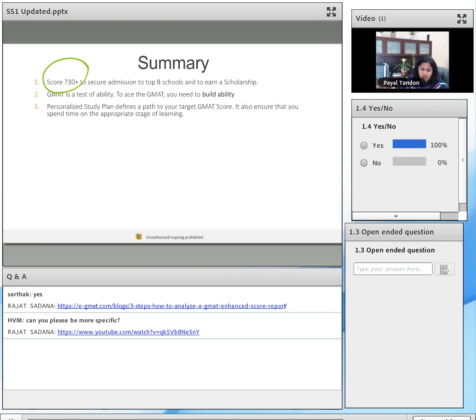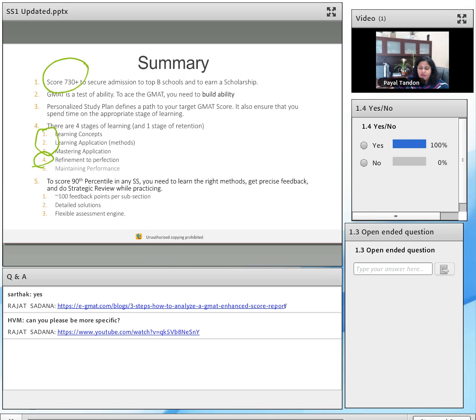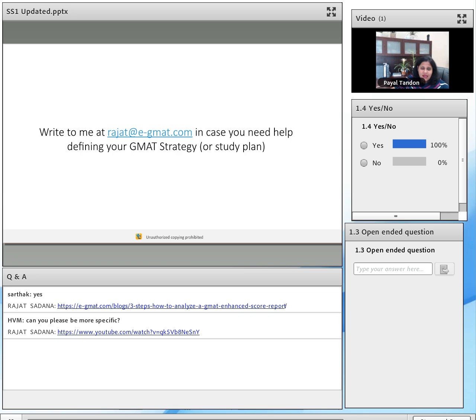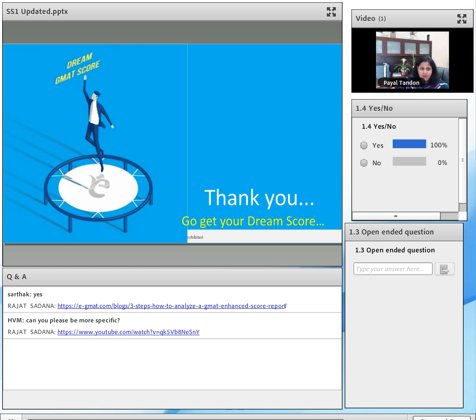Get your personalized study plan to make sure that you're focusing on the right areas, and go through these 4 stages of learning. Learn the concepts right, learn the methods. Again, these 3 happen in the course. When you're learning the concepts, you learn the methods, you perfect the methods right there and then you refine further utilizing Scholarium, and then you maintain as you go through the other sections. So again, get the feedback, utilize the feedback in the right manner. If you have any questions, write to us either at rajat@e-gmat.com or at payal@e-gmat.com, and we'll help you figure out how you can get to your score.